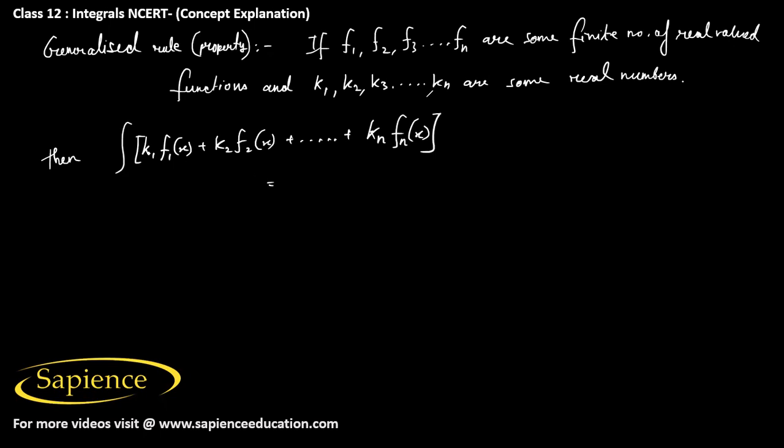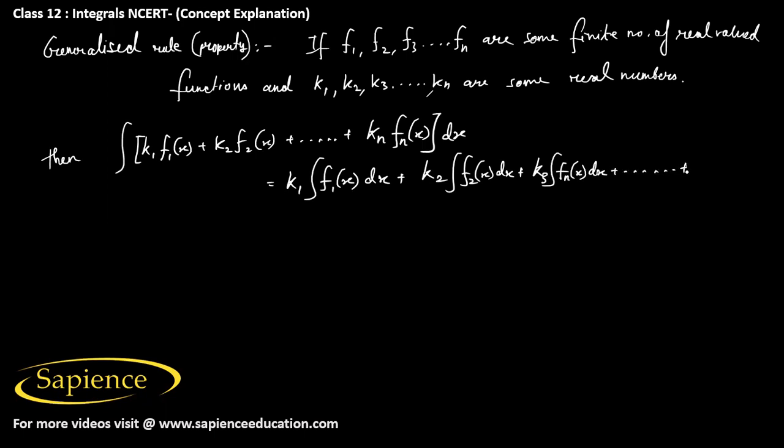will be equal to, so constants will come outside of the integration, and the sum we can integrate separately and then add. So this will be equal to k1 into the integral f1 of x dx, plus k2 into integral f2 of x dx, plus k3 into integral f3 of x dx, plus and so on, plus kn into integral fn of x dx.